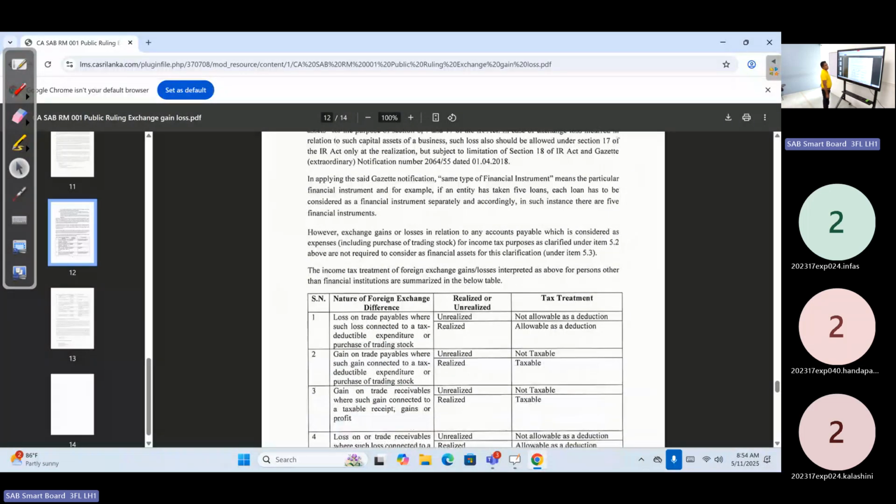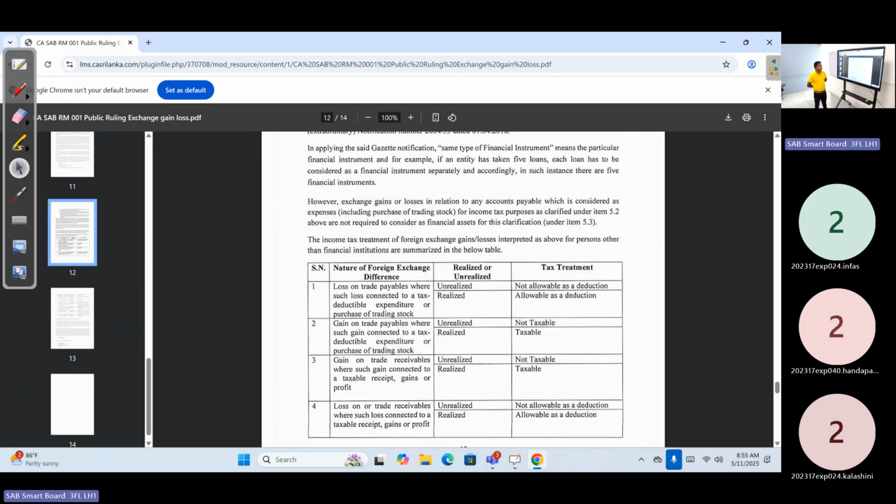The income tax treatment for foreign exchange gain or loss, interpreted as above for persons other than financial institutions, is summarized in the below table. It says loss on trade payable, where such loss is connected to a tax deductible expenditure or purchase of trading instruments. That means it directly says purchase or expenditure, and for items considered for the income statement. It says if it is unrealized: now we are recognizing unrealized and realized. Unrealized.